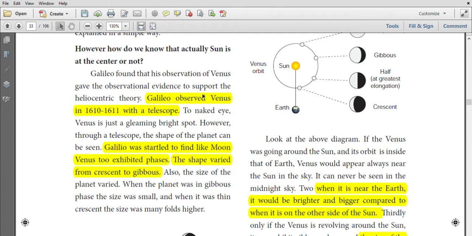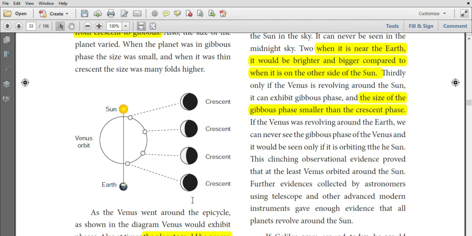Galileo observed Venus in 1610 and 1611 with a telescope. Galileo was surprised. Like the Moon, Venus also exhibits phases. The gibbous and crescent phases are present in Venus also. The shape varied from crescent to gibbous. These are the crescent phases of Venus.